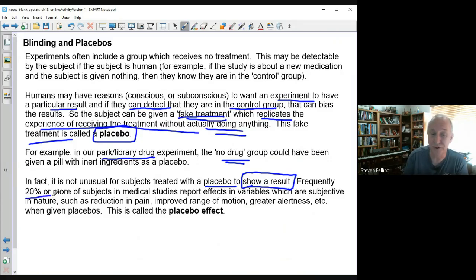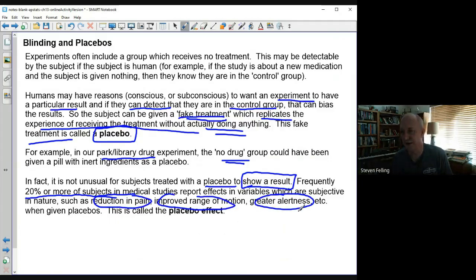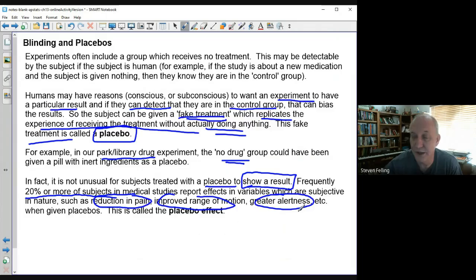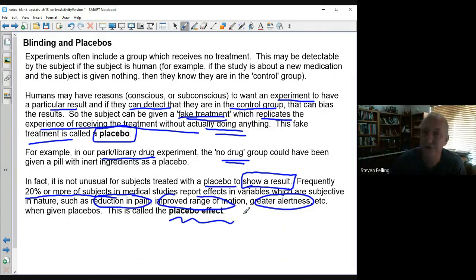Actually, frequently 20% or more of subjects in medical studies report that the treatment that they got, even when it was a placebo, was effective, especially when it's things where the subject has to rate their symptoms, like a reduction in pain, range of motion, greater alertness, things like that. Often those kinds of studies are affected by people's subconscious belief that the treatment will work. So that is actually referred to as the placebo effect, that even a placebo can cause an effect.